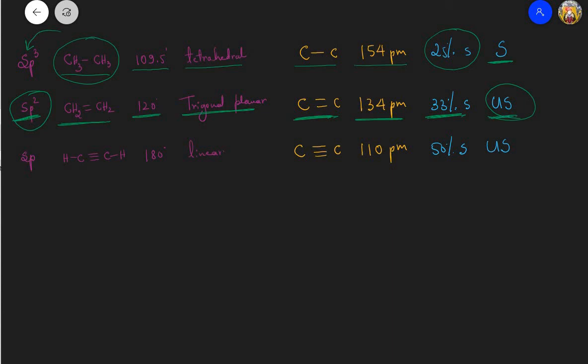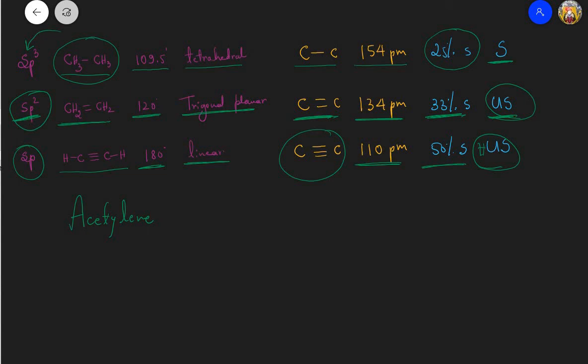And the last one is sp hybridization, and the example we have taken is acetylene, or simply called, according to IUPAC terminology, ethyne molecule, and the bond angle is 180 degrees. Then the shape becomes linear, and the bond length is 110 picometer, which includes one sigma bond and 2 pi bonds. The percentage of s will be 50% character, and the compound is called highly unsaturated.